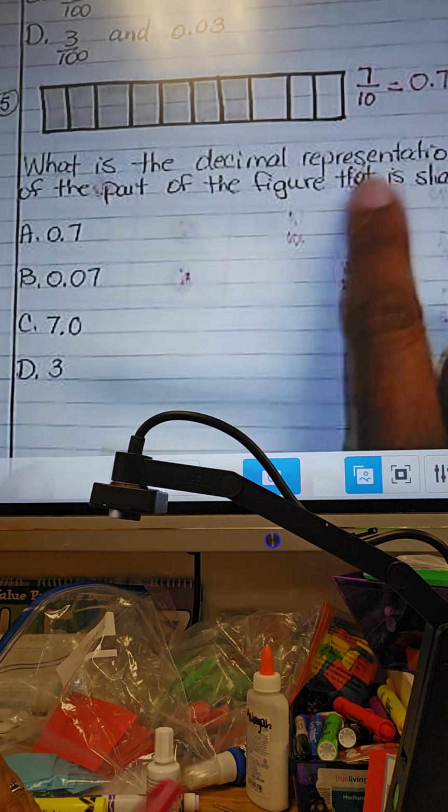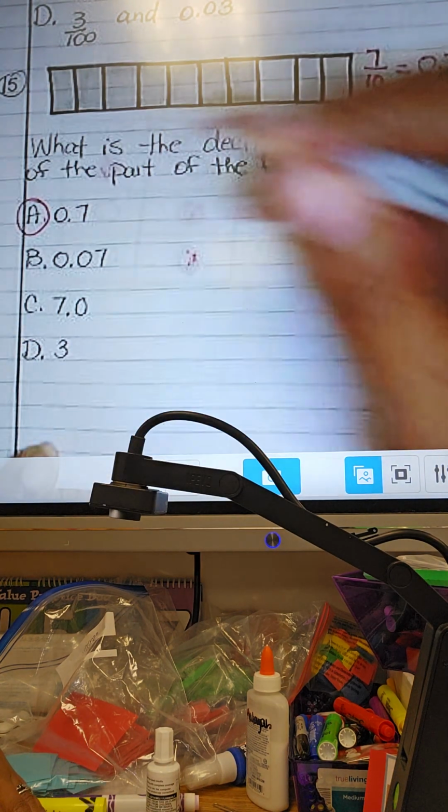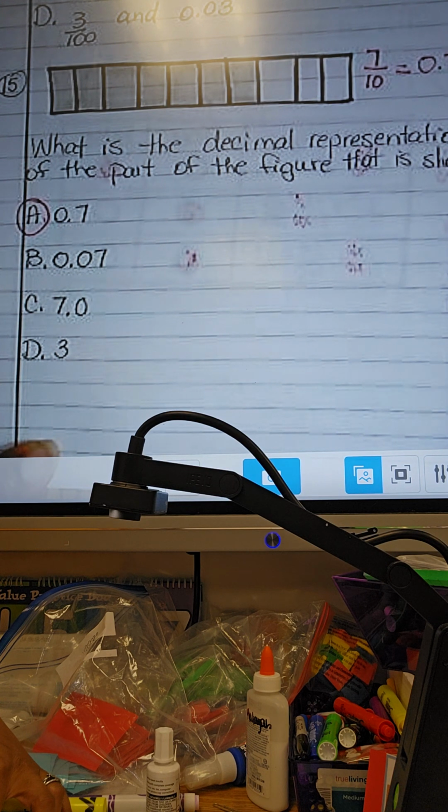Okay, so which one is our answer? A, B, C, or D? A. Very good. Y'all gotta be very careful with those zeros. You're messing up a lot of times because of the zeros. Not that you don't know it, but because you are not using precision with doing the work.